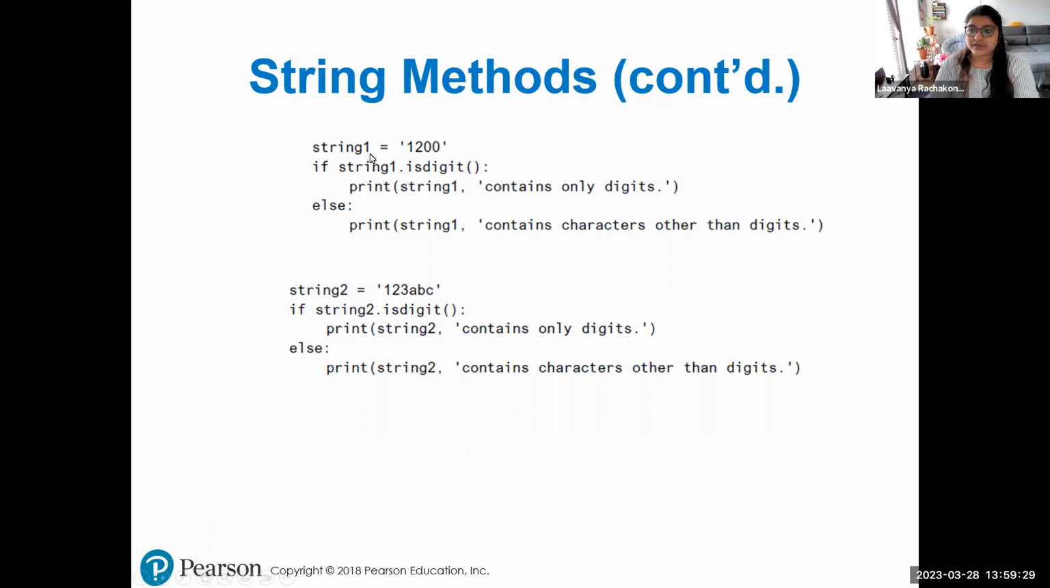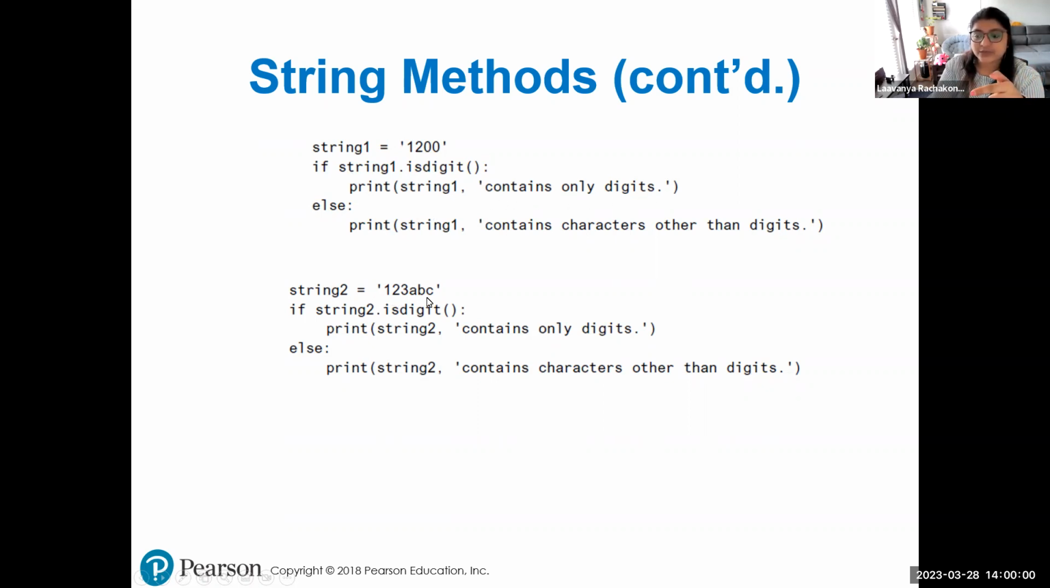So you have string1 equal to 1200. Now if you are going to check whether this contains only digits or if it contains any alphabets as well, as we are only checking for digits, we can just say: if string1.isdigit(), open and close the parentheses, print "string 1 contains only digits". In this case, string 1 only has digits, so this condition will become true, and then your output will be "string 1 only contains digits".